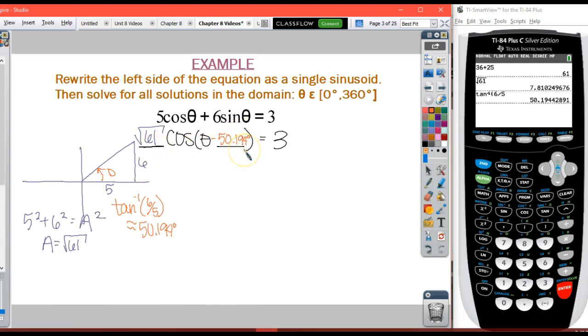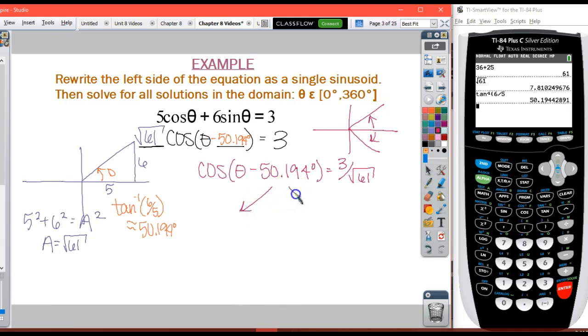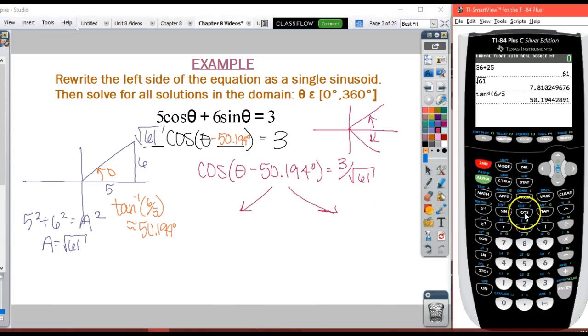So now that this is in terms of a single cosine function, that's going to make this equation solvable. So the first thing that I'm going to do is divide both sides by the square root of 61. So I will be left with the cosine of theta minus 50.194 degrees, and that will equal 3 over the square root of 61. Cosine is equal to a positive ratio, so that is going to put me into the first and the fourth quadrants. And so to find my two unique answers, I'm going to take the cosine inverse of 3 over the square root of 61.